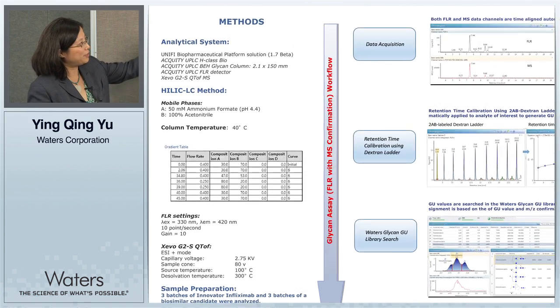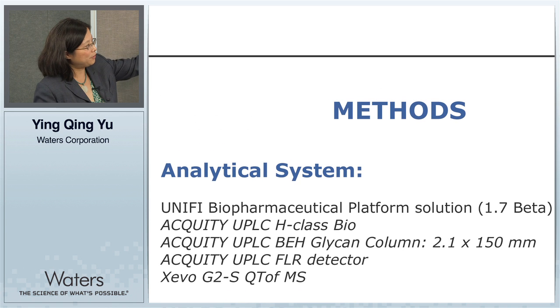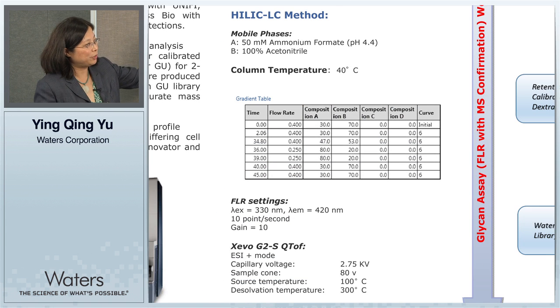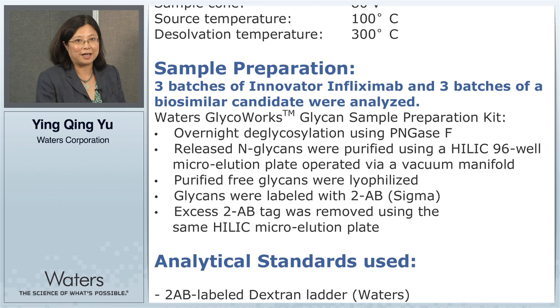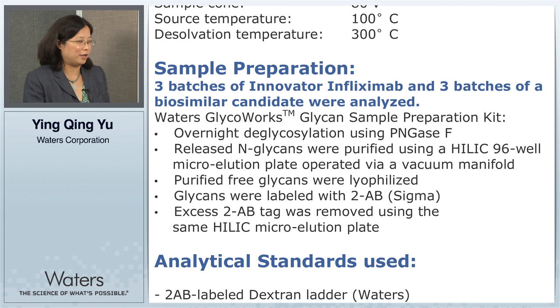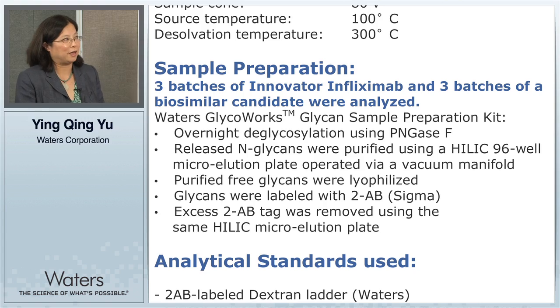Under these methods, the analytical system is specified here, and we also gave detailed information on the LC separation methodology and the settings on the QTof and fluorescence. Very importantly, I want to mention that the sample preparation for N-linked Glycan was done using the Waters GlycoWorks kit, and that's very important for anybody doing MS analysis on glycans. Sensitivity is critical, and the Xevo G2-S offers that sensitivity for LC-FLR MS analysis.